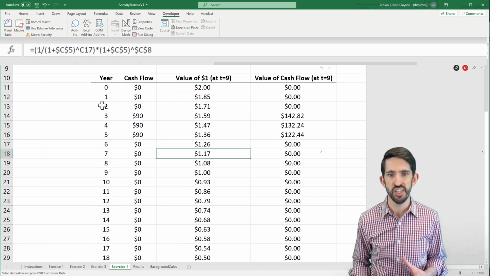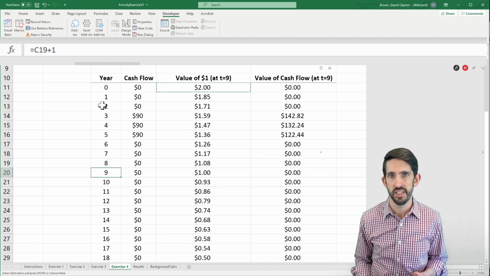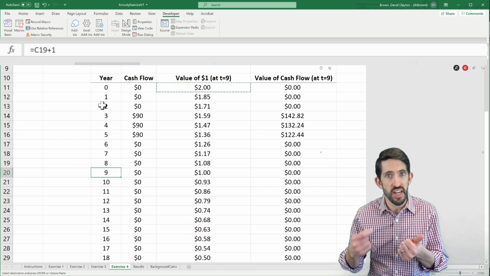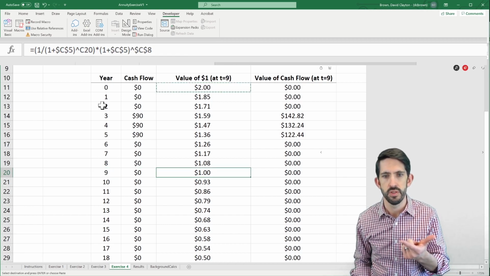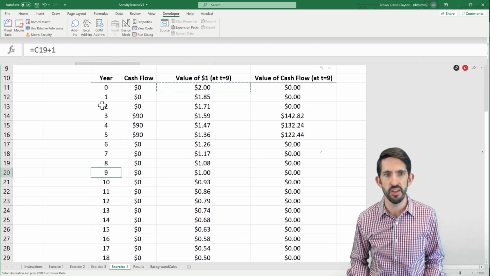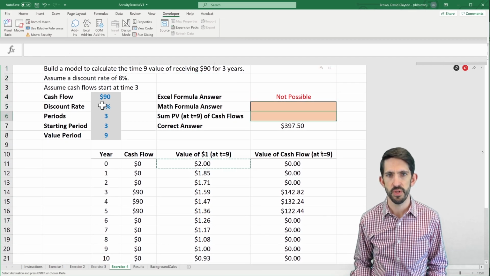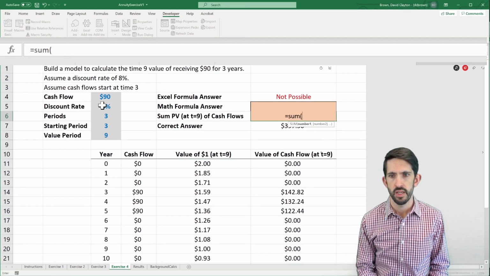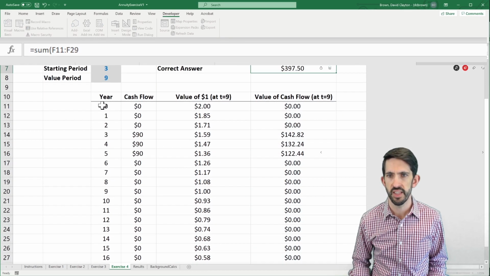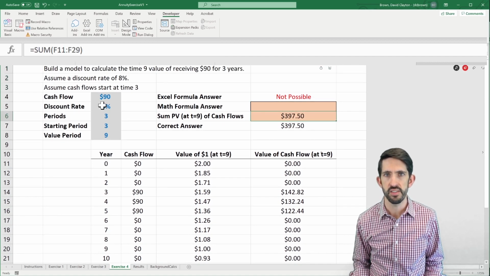Now where is our sanity check here to make sure we did this right? Well, it's at time 9, because $1 in period 9 should be worth $1. So that's where we're making sure everything in the model is working. We see that we get $1 in year 9, so that looks good. Now we come over here and get the present value by adding these all up. Again, this is the value at time 9, and there we have the correct answer.